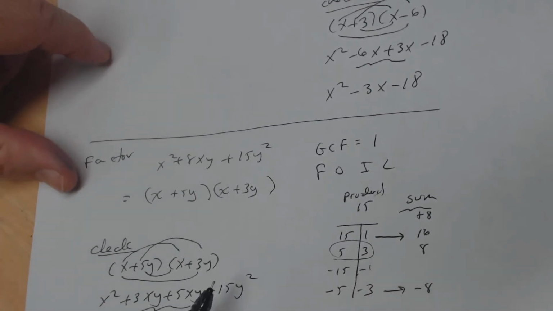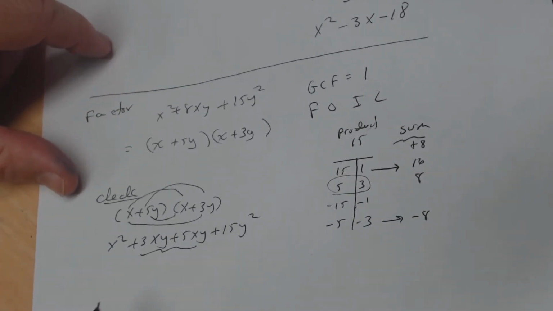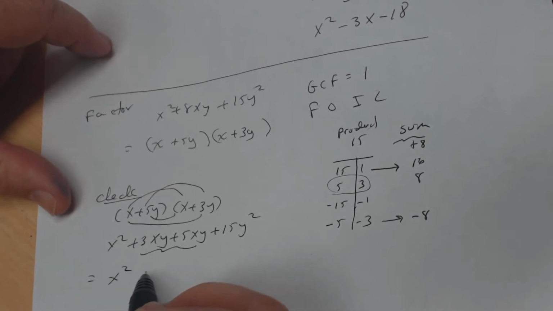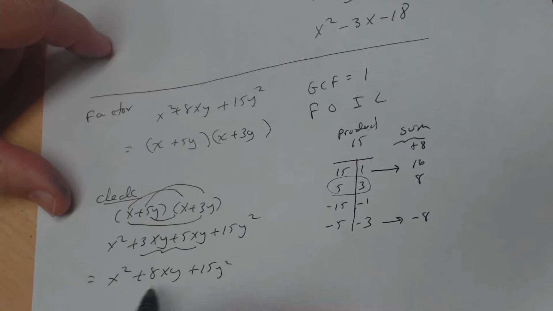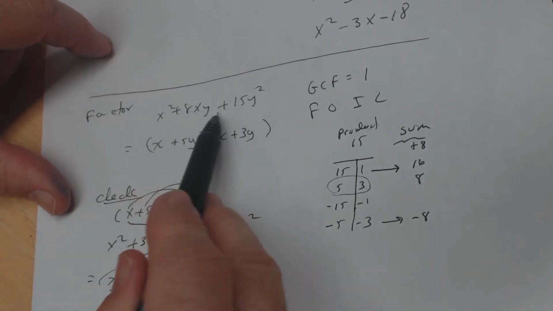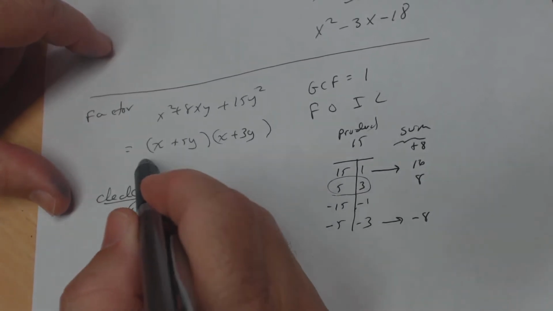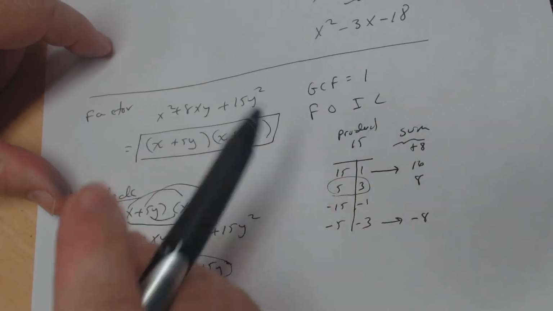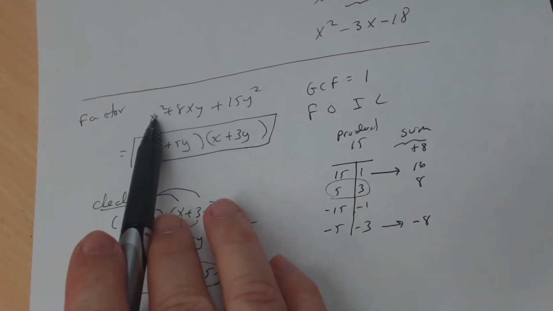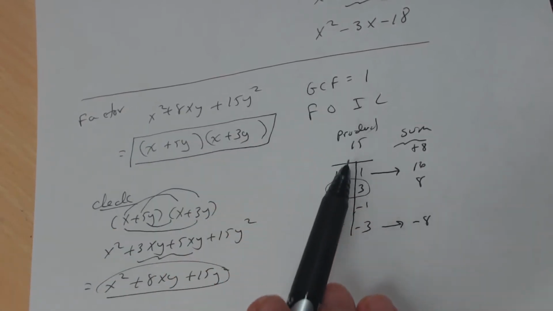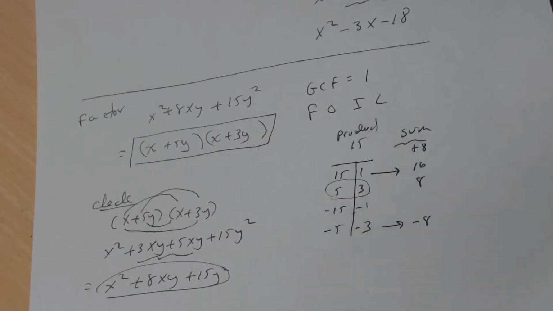And when I combine like terms, so the outer and inner are like terms here, I'm going to get x squared plus 8xy plus 15y squared, which is what I wanted here. Okay? So this is the answer right here. So at some point, though, you'll be able to very quickly, more efficiently, come up with the answer without having to go through all of this right here. Okay? You'll be able to do some of this in your head.